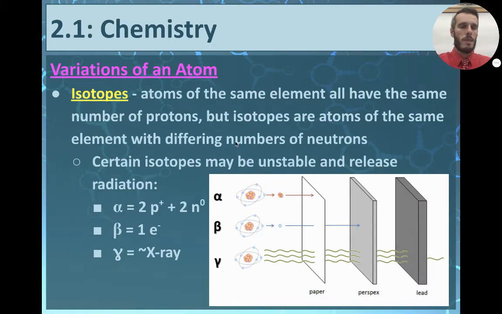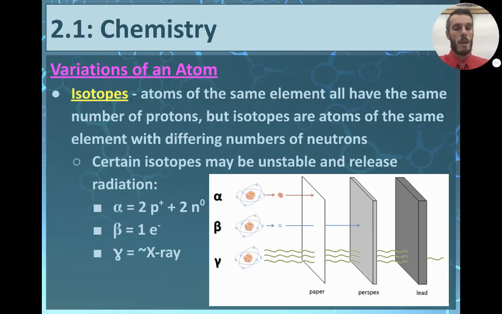So now we're going to talk about some variations of an atom. The first is an isotope, which is an atom of a certain element. Let's think of having 2. Both of these atoms are the same element, so they have the same protons and electrons. However, they differ in the number of neutrons. Some isotopes are more stable than others, and some are very unstable.